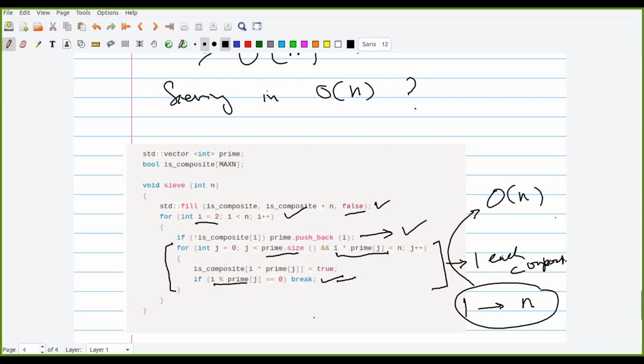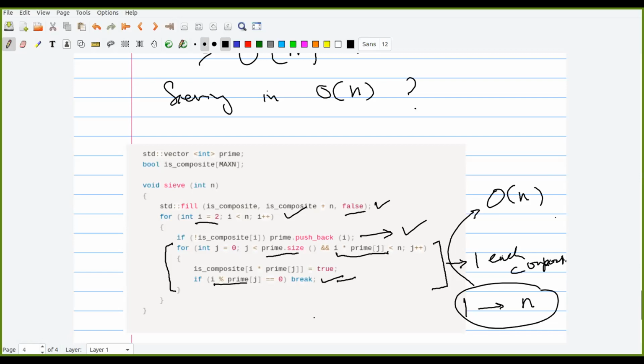So basically 2 will cross out only 4 and then 3 will cross out 6. That originally was crossed out by 2 and then again by 3. Yeah. So that way every composite is visited once. Okay, I got it.